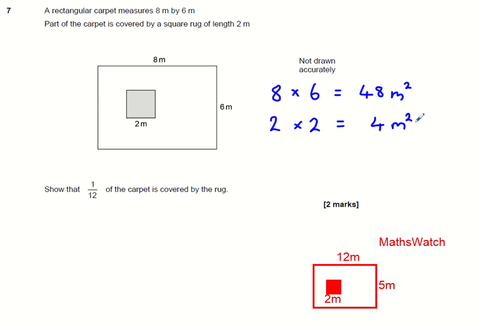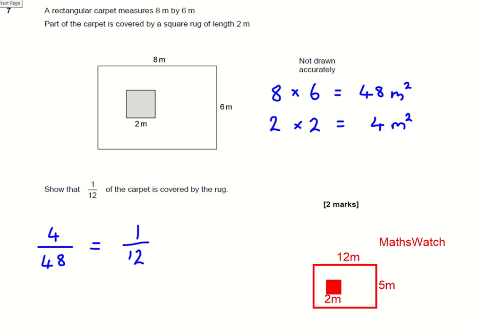So when I write that as a fraction, the amount covered is 4 meters squared out of a total of 48 meters squared, and that fraction you can now simplify. You can divide both numbers by 4 if you're confident, or you could half it, then half it again. Either way, that fraction will become 1/12, and that is the amount of the carpet that is covered by the rug. Just one small change on the maths watch question. Instead of showing that one fraction of the carpet is covered by the rug, you have to actually work out the fraction.